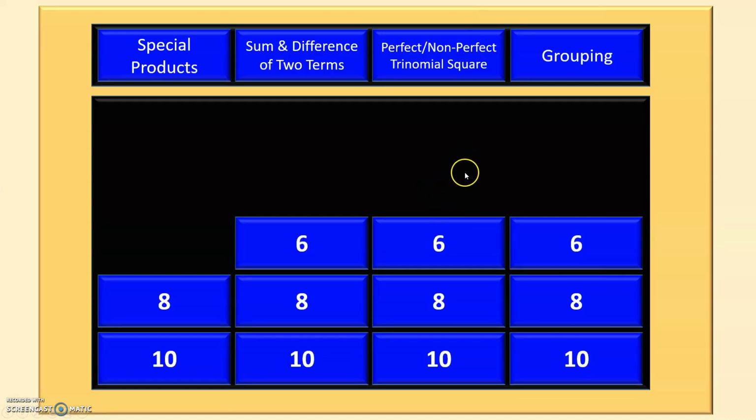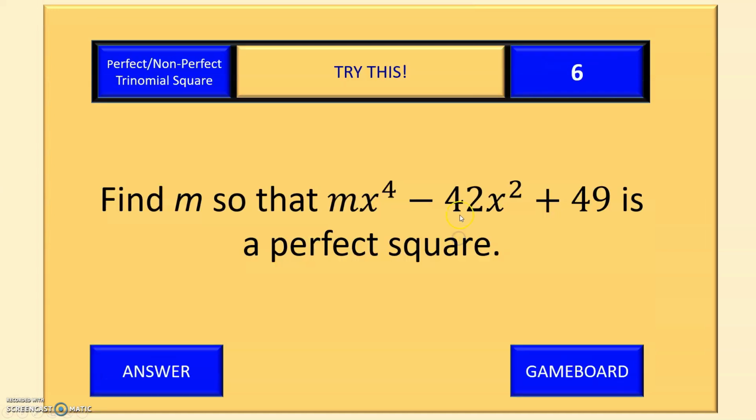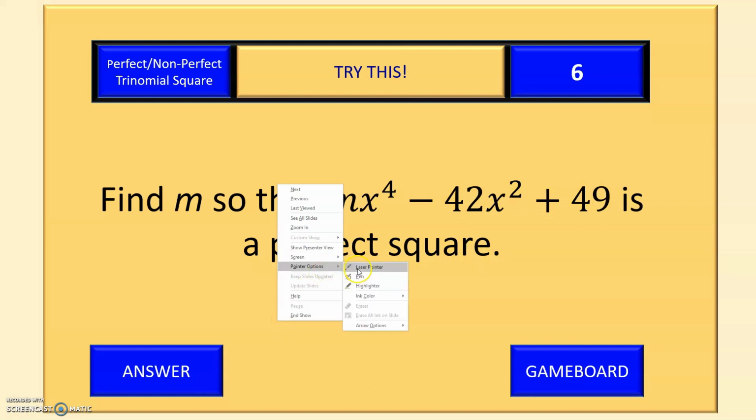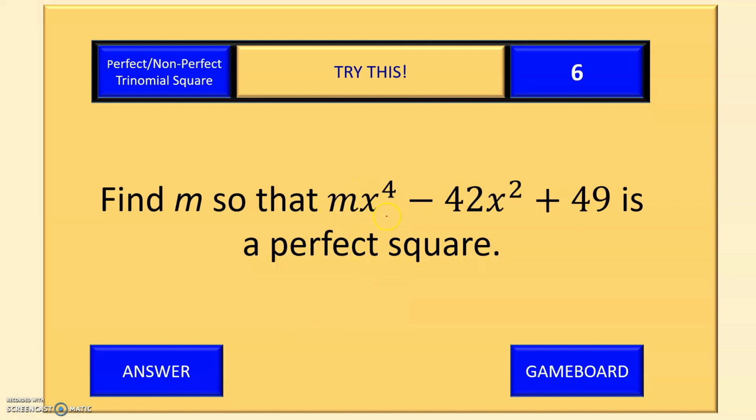Okay, next, I want to have perfect and non-perfect square trinomial for 6 points. Find m so that mx to the fourth minus 42x squared plus 49 is a perfect square. Paano natin gagawin? How are we going to get the value of m so that perfect square daw siya? So, note that may 2 agad dyan. So, that is actually 6 times 7.